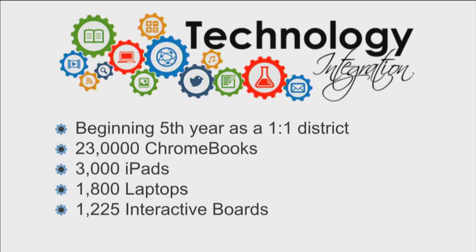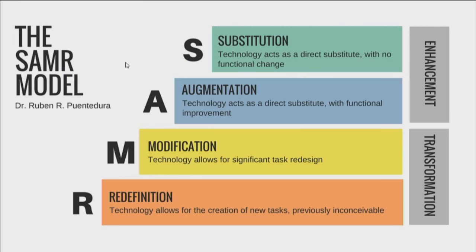We are technology strong, and our classrooms contain 23,000 Chromebooks, 3,000 iPads, 1,800 laptops, 1,225 interactive whiteboards. To gauge the impact of technology on our teaching, we have adopted the SAMR model. SAMR is an acronym for substitution, augmentation, modification, and redefinition.